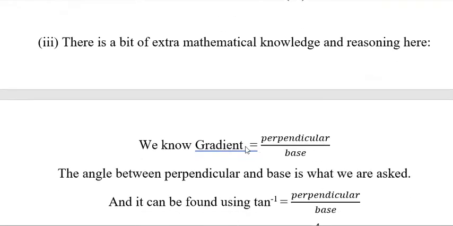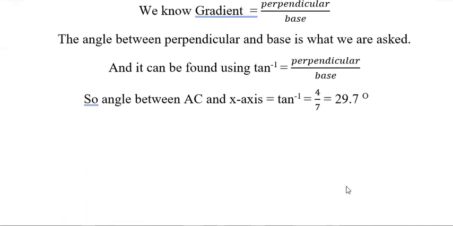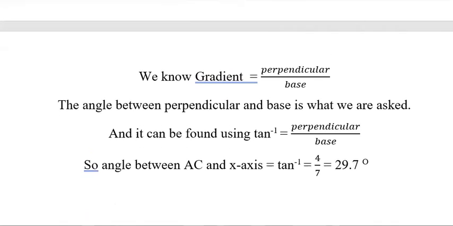So we know that gradient is perpendicular over base, rise over run, with a y-axis line like this, and an x-axis line like this. The angle between these two can be found using tan inverse. Tan inverse is always equal to perpendicular over base for a triangle. So we use this for AC, and this will be tan inverse 4 over 7. Ignore this equal sign. It is tan inverse 4 over 7. So this will give you 29 over 7. I hope everything is clear. Thank you.